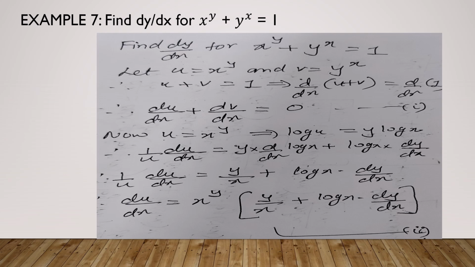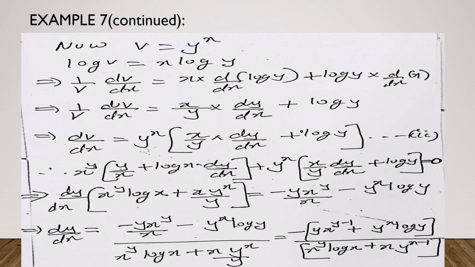So the second equation which we are getting is du by dx is u into, but what is u? U we have taken as x raised to y. So du by dx is x raised to y into the bracket y upon x plus log x into dy by dx. Let this be equation 2.